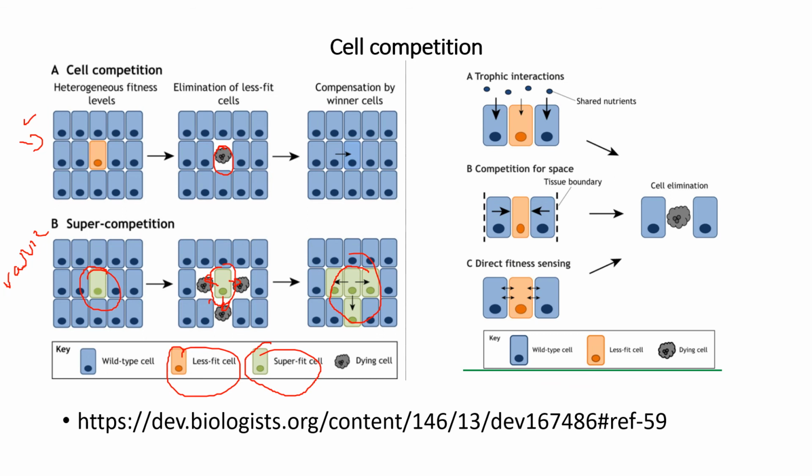And this topic is also growing. It's a growing field. It started a long time ago, like 20 or 30 years, but now with live imaging it seems that it's coming back. So for example, there are different types of competition, like trophic interactions, competition for space, and fitness sensing. Here the one that seems to be related to us is this competition for space. So I just gave you some topics that you can discuss, and I think this topic of cell competition could be something that you can discuss in the paper.